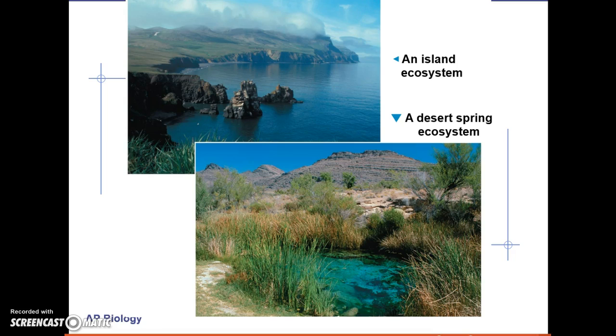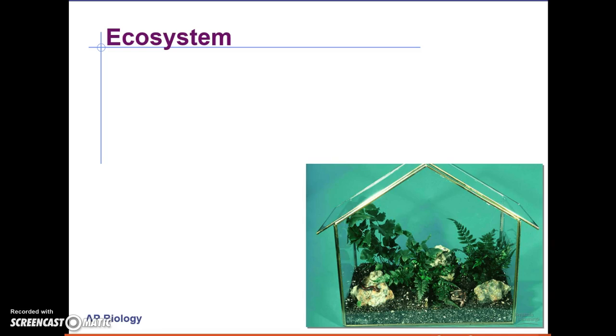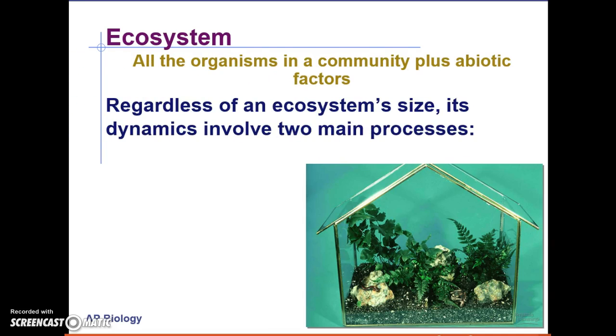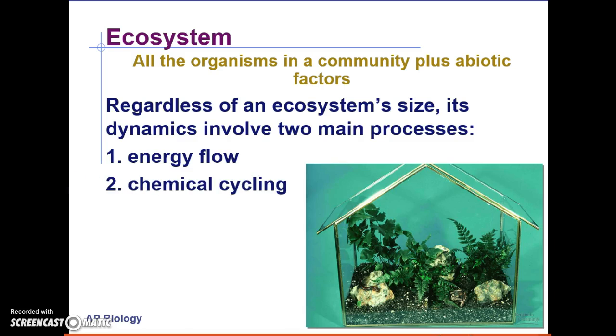These are just two pictures of different ecosystems and show how they can vary so much. There's an island ecosystem there on the top, and then a desert spring ecosystem there on the bottom. So again, an ecosystem is all the organisms in a community plus the abiotic factors. But when we're looking at an ecosystem, its size and also its makeup, we're going to look at two main processes always. The first is, how does energy flow through that system? And second, how are chemicals or nutrients cycled within that ecosystem as well?